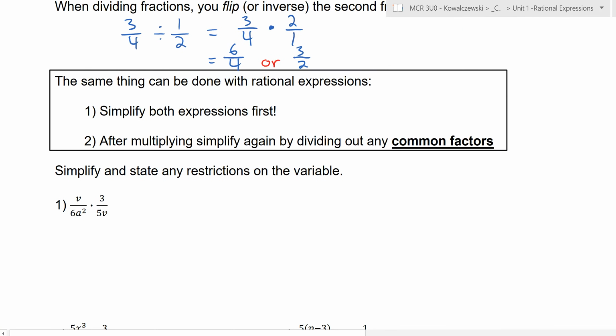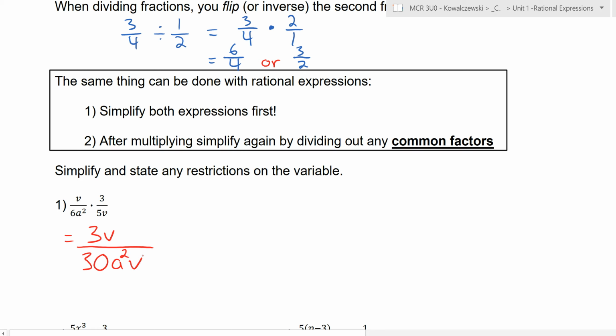Now, these two are basically two fractions. So v over 6a squared times 3 over 5v. Now, what I'm going to do, I'm going to take a look at each one separately. v over 6a squared, there's no common factors there, nothing I can simplify. Same thing with 3 over 5v, nothing I can simplify, so I'm going to go right into the multiplication. So multiplying the numerators, 3 times v would just be 3v, over, now when you're multiplying these terms together, multiply coefficients, 6 times 5 is 30. Then we have a squared and v.